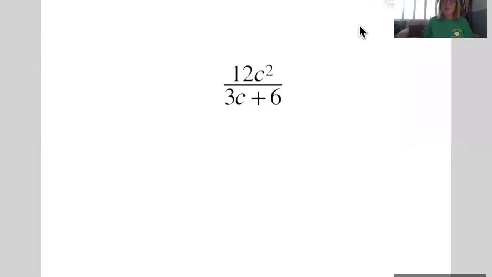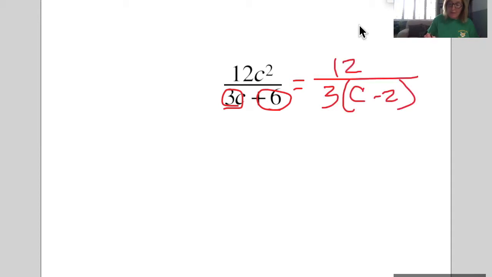Now here's a case where we have a monomial in the numerator, but a binomial in the denominator. So we need to find a way to factor that binomial, which we can. You can see that there is a common factor of 3 in each of the terms. So we could factor out the 3, and we're left with c minus 2, and then we have 12c squared on the top. Now, this is a factor, c minus 2, right? There is no c minus 2 in the numerator to factor that with.